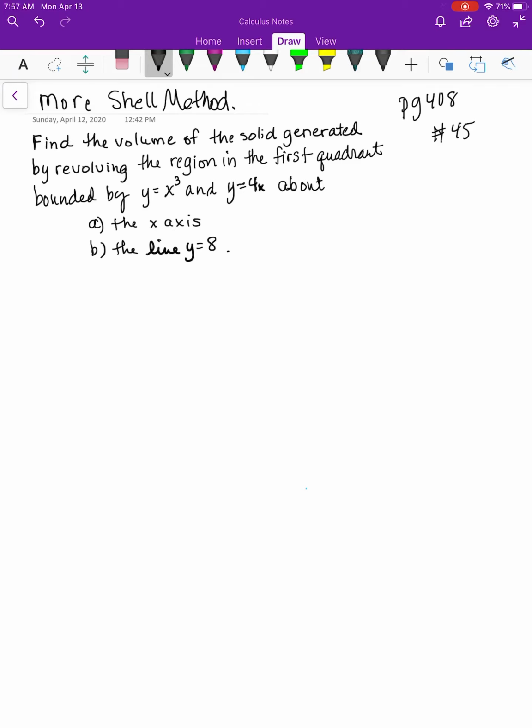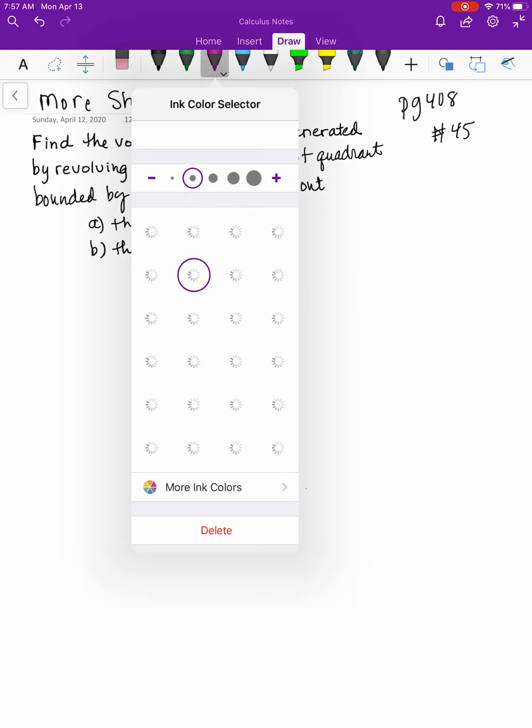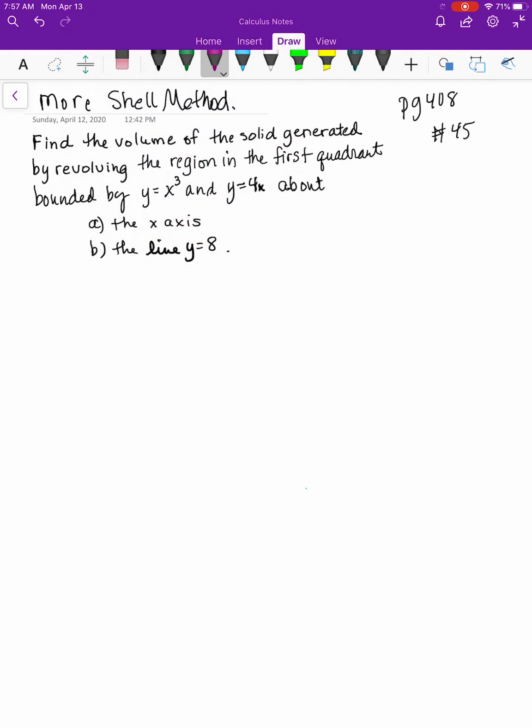Okay. And they didn't ask us to use the shell method to solve this. I just chose this, and I'm just going to show you how you could use the shell method, or you could use washers on this one, but we're going to just use the shell method. But you could have used either one, okay? And it doesn't say to specifically use shell. All right, so let's look at part A.